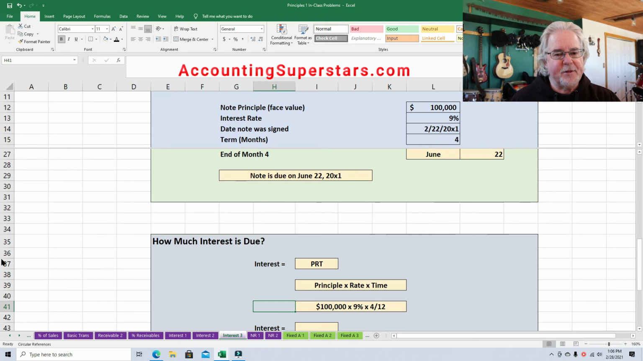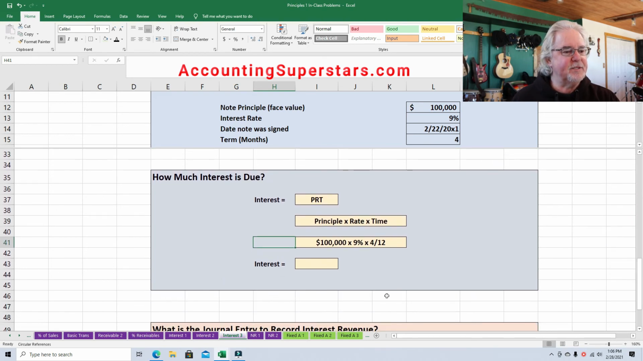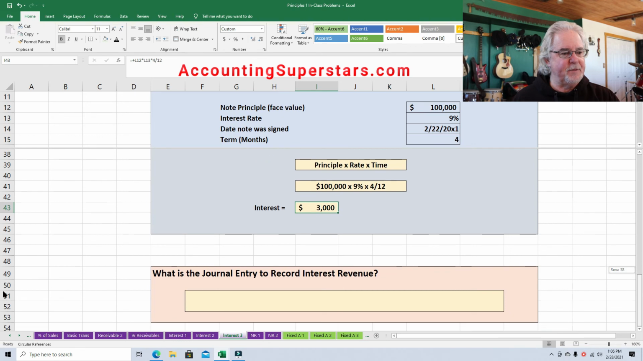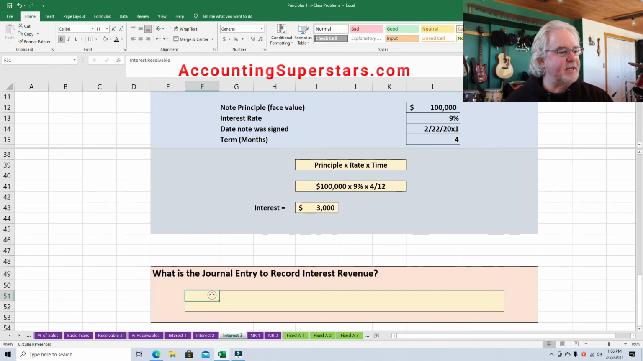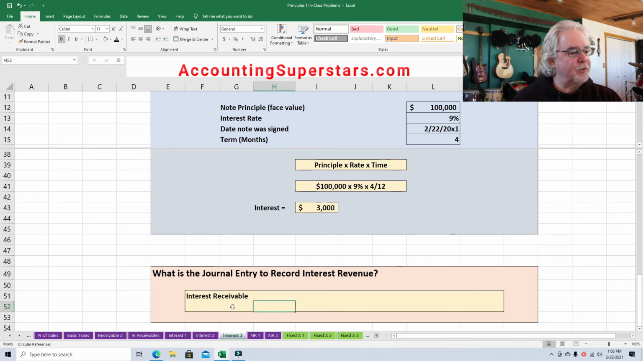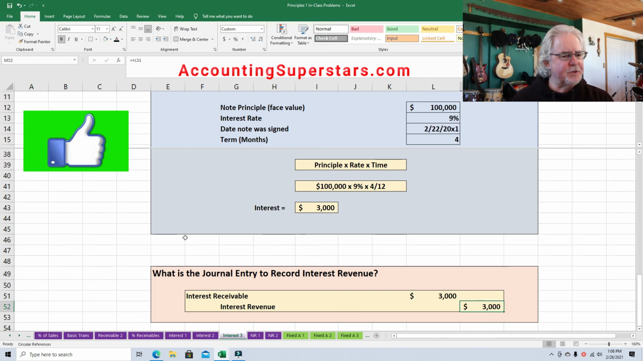So if you do the math, if you go 100,000 times 9% times 4 divided by 12, you will get $3,000. All right, that's the interest that's going to be due. Now, assuming that the interest has not been paid, what you'll do is debit interest receivable, you'll credit interest revenue. Here we go. And it'll be for the $3,000. So it's really pretty darn easy. Nothing to it, folks. So there you go.